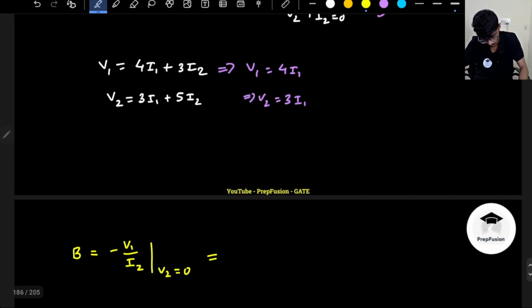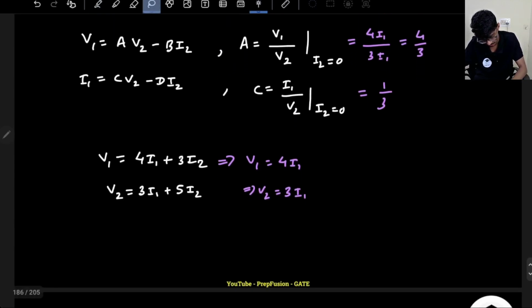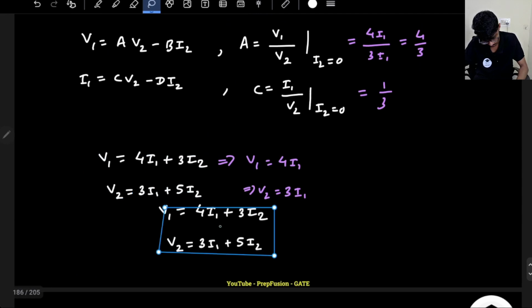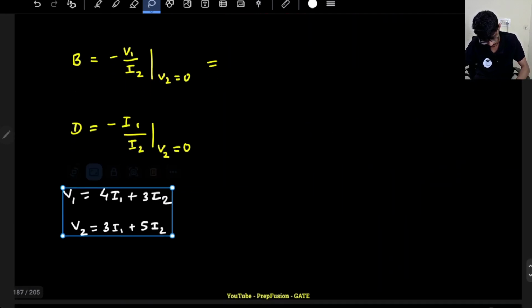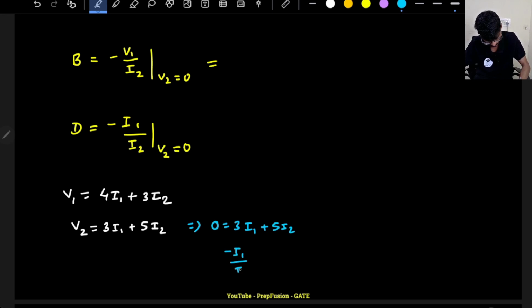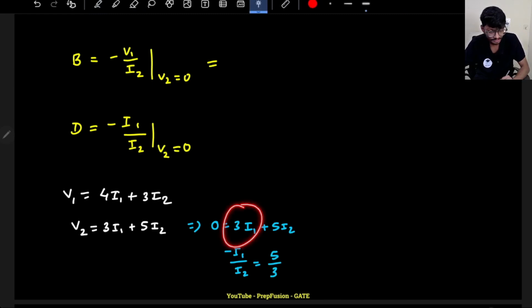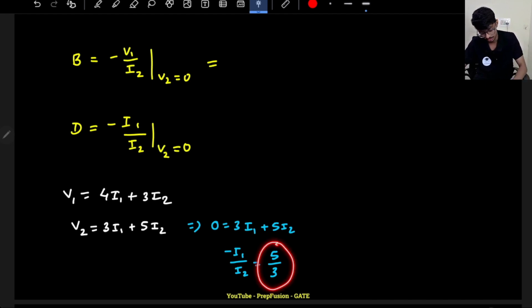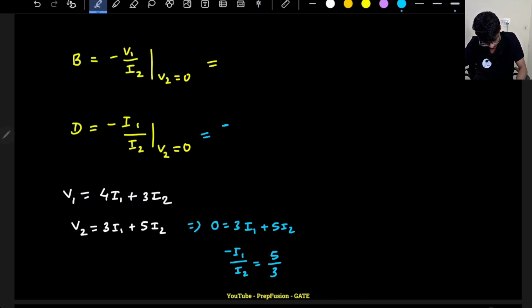So again, in this equation I have to make V2 0 now. If I make V2 0, basically this will be 0 equals 3I1 plus 5I2. So from here I can directly say my minus I1 divided by I2 will be equal to simply 5 by 3. Okay, because the negative sign I have already taken into account. So this value will be 5 by 3.